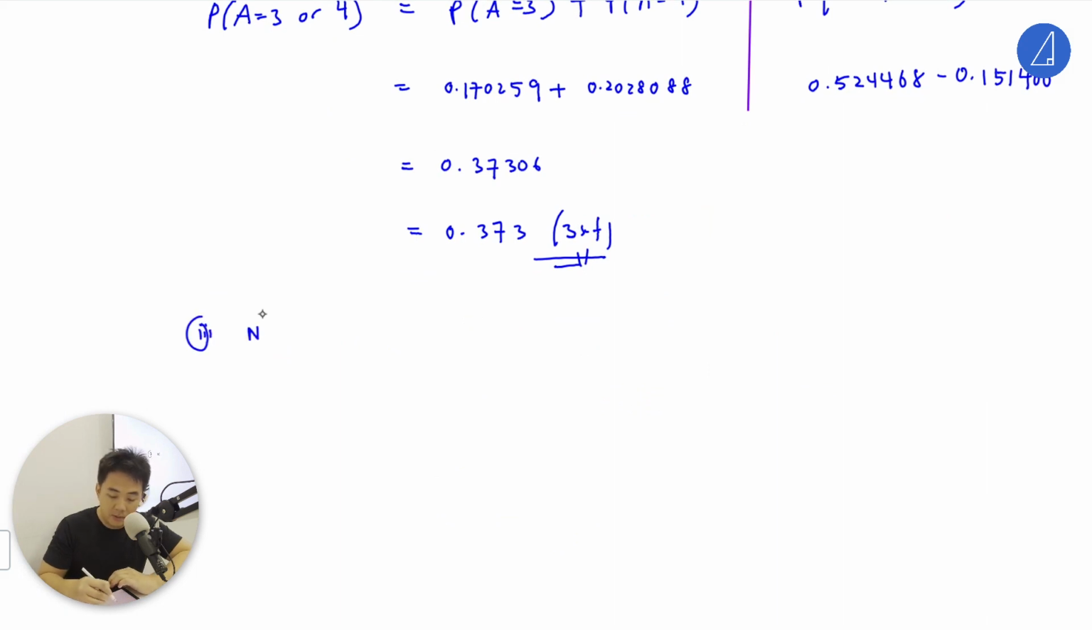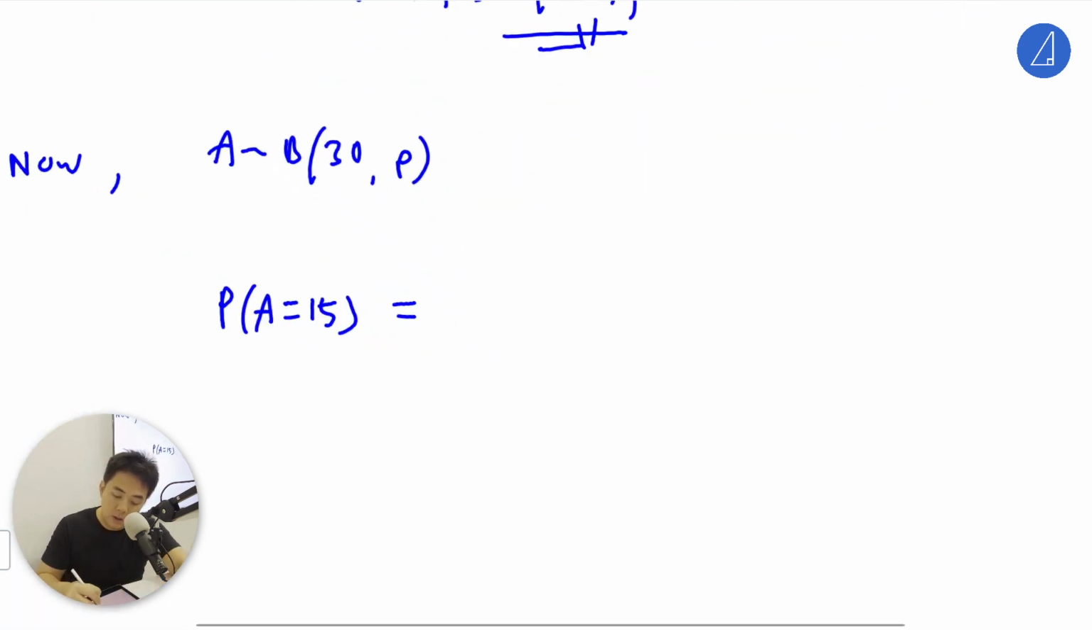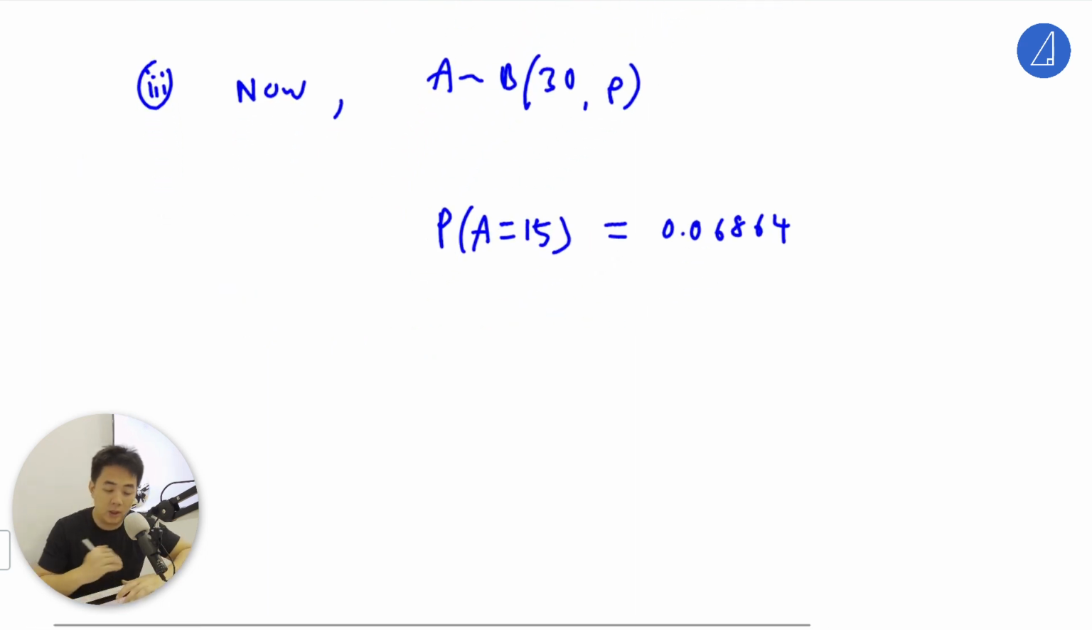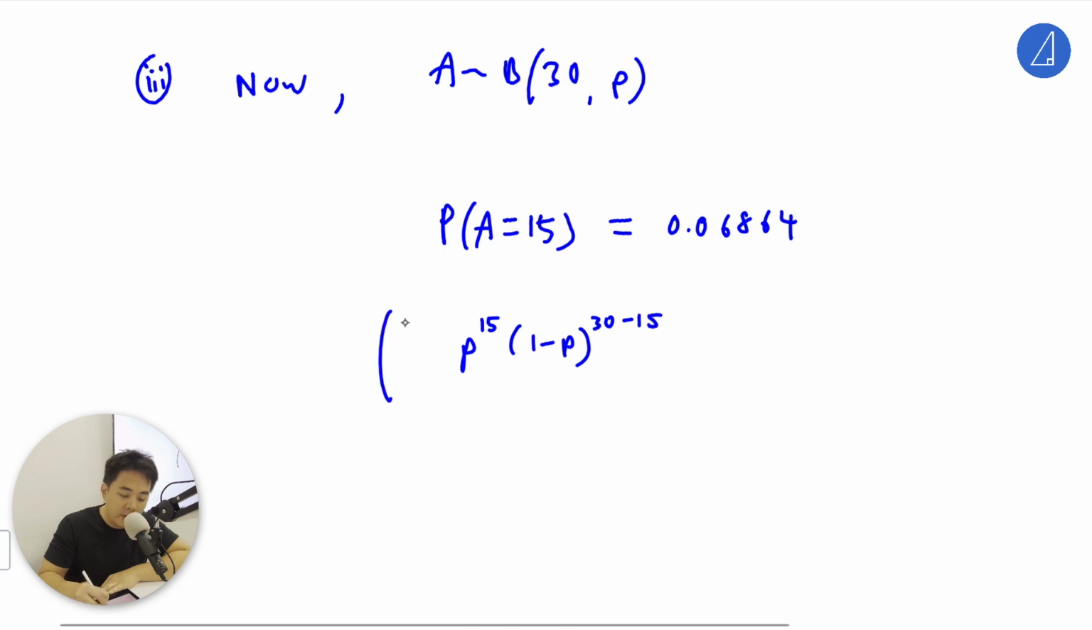So now you have A, binomial with 30 trials and success rate of P. We are given that P(A = 15) is equal to 0.06864. You have 30 trials, and then your number of successful trials is 15. So you have P to the power 15 times the non-success, which will be 30 minus 15, which is 15 also. The number of ways to arrange it is 30 choose 15. Okay, you just refer to MF26 to write this out.